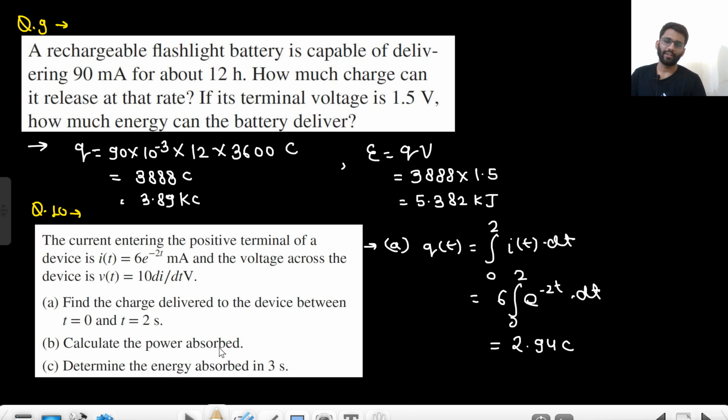So now what do we need to calculate in the second question? For the second question, we need to calculate the power absorbed. For that we need v(t). v(t) is L into di/dt. So just differentiate it and multiply by 10. The differentiation of this will be minus 12, so it would be minus 120 e to the power minus 2t volt, right? L into this differentiation, yeah, it would be minus 120 e to the power minus 2t.